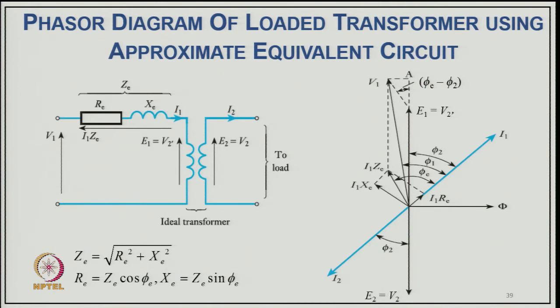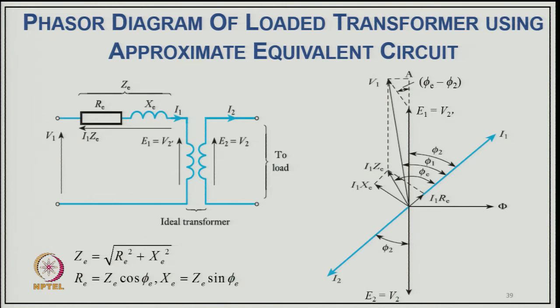So, normally, this is the phasor diagram of the practical transformer under loaded condition, where we have resistance and reactance, which we already defined as Z e, where Z e equals under root R e square plus X e square, with R e as Z e cos phi and X e as Z e sin phi. Here you have the typical phasor diagram, where E 1 equals, typically, V 2 dash, and similarly E 2 and V 2.